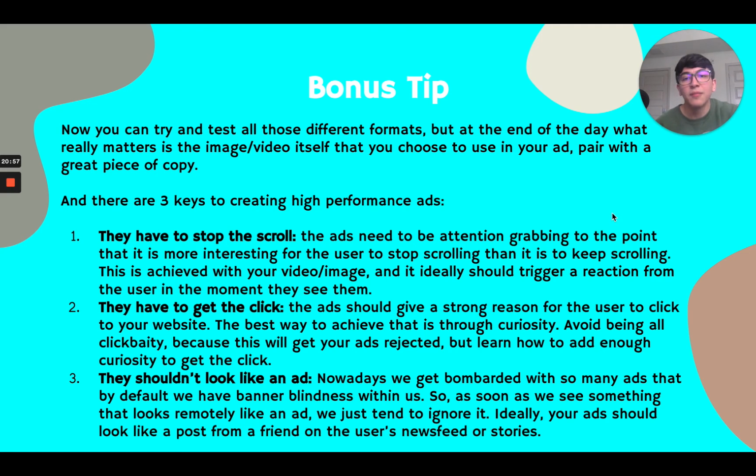Now, a bonus tip is you have to be testing all of these ads, right? We know what works, but we still do testing because sometimes we don't know what we don't know, right? Now, the three main things to creating a high performance ad is that it has to be captivating. The people have to be able to stop scrolling and look at your ad and actually read through it and go to the call to action.